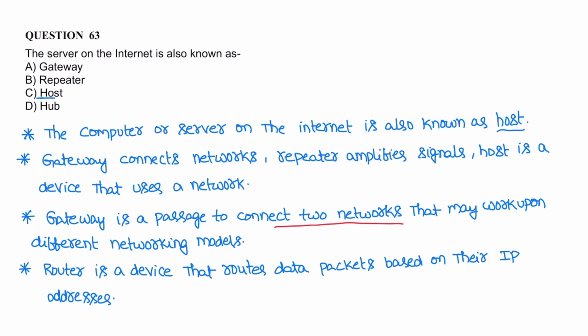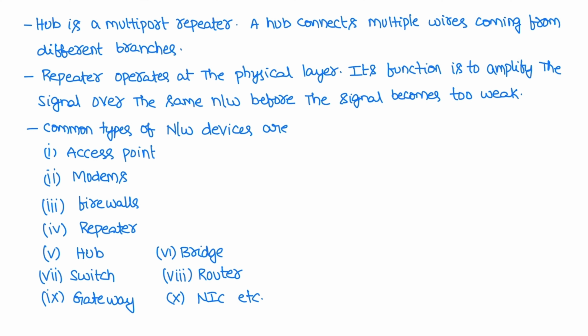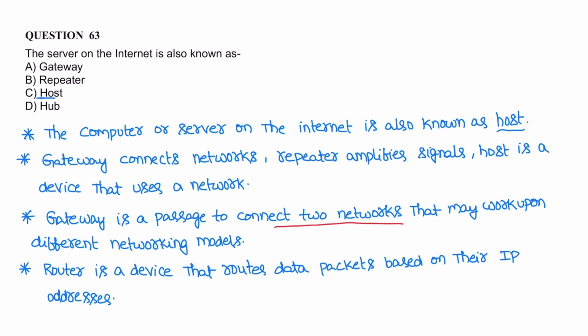Next, what is hub? Hub is a multi-port repeater. The hub connects multiple wires coming from the different branches. Repeater operates at physical layer. Its function is to amplify the signal over the same network before the signal becomes too weak. Some common types of network devices are access point, modems, firewall, repeater, hub, switch, gateway, bridge, router, network interface card, etc. So for this question, the correct option is host. A server on the internet is also known as host.